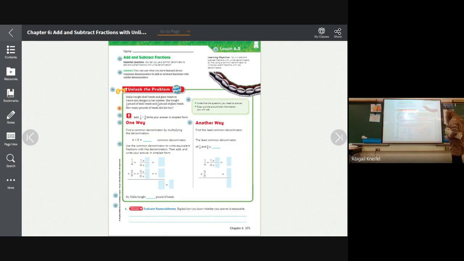Adding, because we need a total. We do not already have a total. So, we need to add 1/4 plus 3/8. And we have to write our answer in simplest form. But the first thing we have to do is find our common denominator. I'm going to let you know I do not love the first way of finding the common denominators. That wasn't really how we did it. So I'm going to speed through this one way, and then we're going to focus on another way.